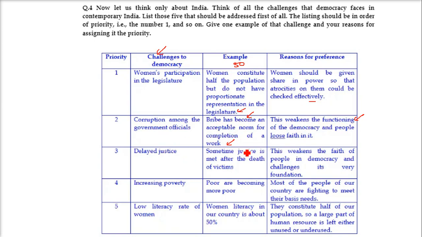Delayed justice. Sometimes justice is met after the death of the victims. The court case goes on for long, 5 years, 10 years, 20 years. So this weakens the faith of people in the democracy and challenges its very foundation, that is equality for everyone.